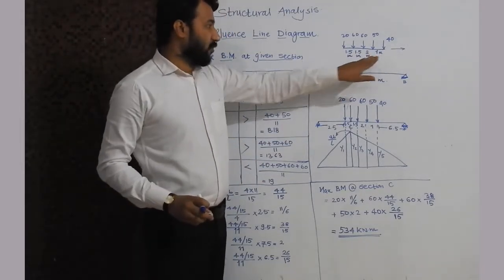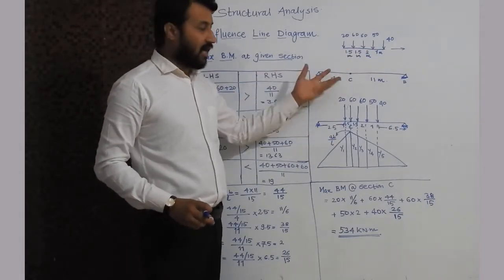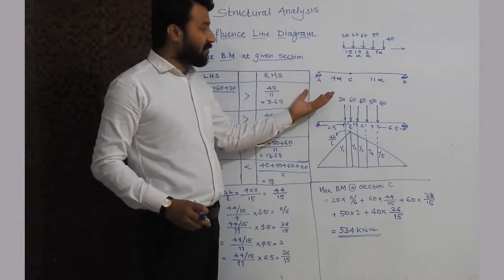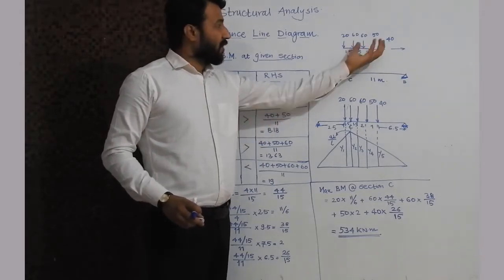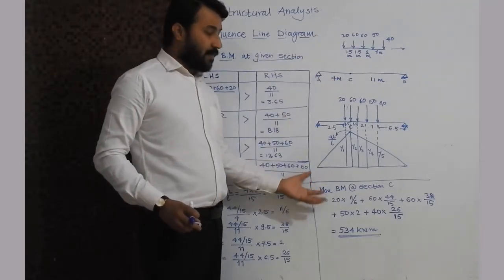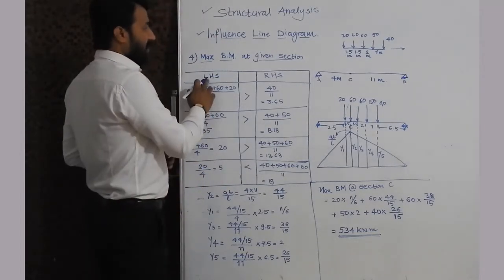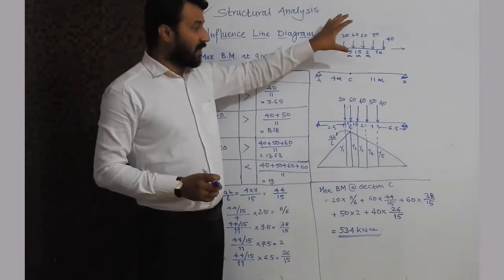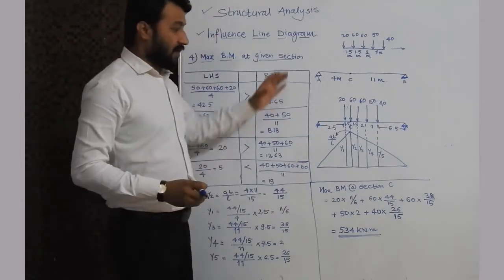By putting the load of 40 kN, are we getting the maximum bending moment? By putting the 50 kN load, are we getting the maximum bending moment at the section? By putting the 60 kN, are we getting the maximum bending moment? Instead of checking all the individual loads by keeping them at the section and calculating the bending moment, we have one check: we compare the LHS side and the RHS side, and determine exactly on what load we get the maximum bending moment.